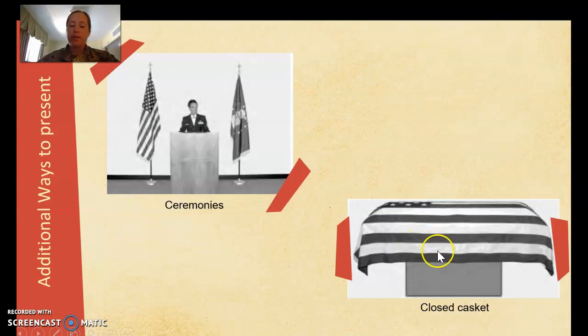The next way to present it is if it's a closed casket for a fallen member, the field of stars will always be placed above the head and onto the left shoulder.